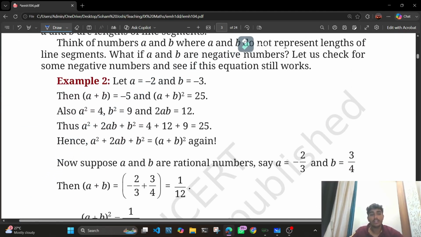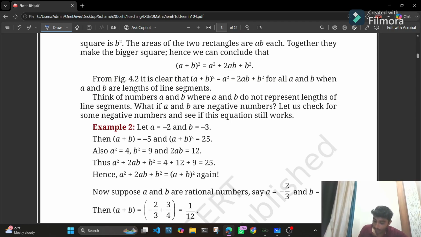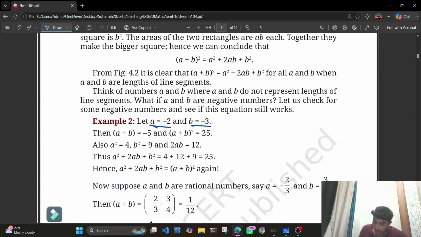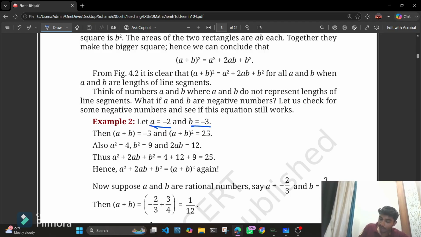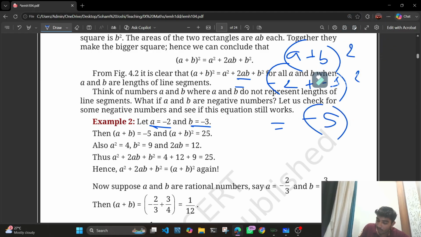So now how do we use this identity? Let us say we are given two numbers. For instance, here we have a equal to minus 2 and b equal to minus 3. Then if we were to find a plus b whole square, what we have to do is minus 2 plus minus 3 whole square. So minus 2 minus 3 gives minus 5 whole square.